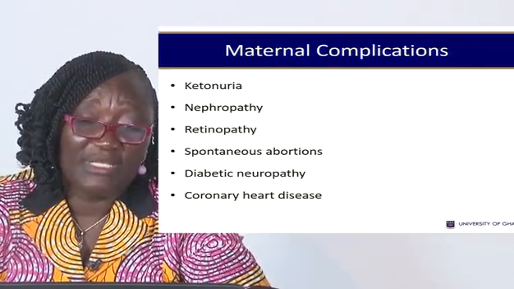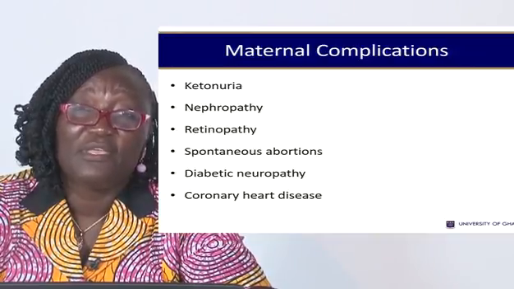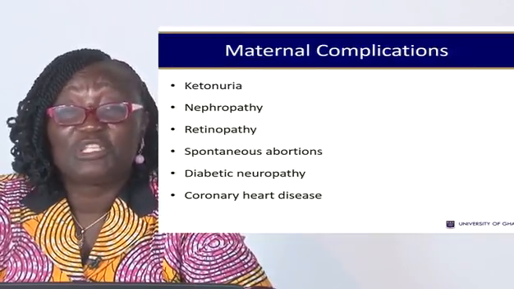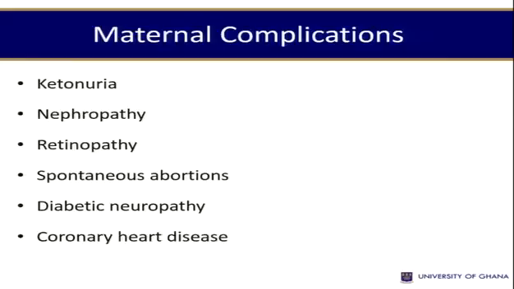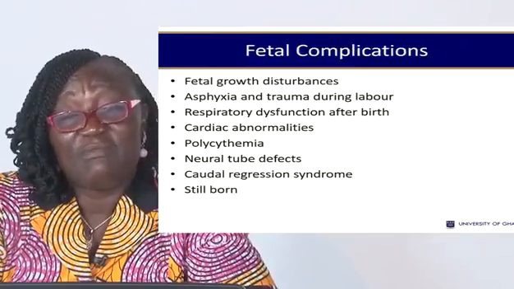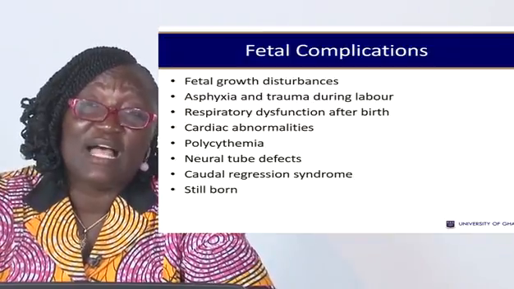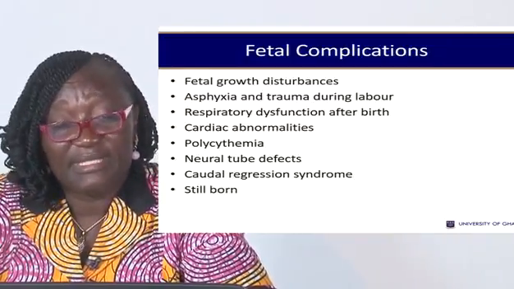The maternal complications, we have ketonuria, we have nephropathy, retinopathy, spontaneous abortion could also occur, and there's also a condition referred to as diabetic neuropathy, and sometimes they could develop coronary heart disease. We said earlier on that any condition that affects the woman once the baby is in utero, it also has fetal complications or fetal implications.